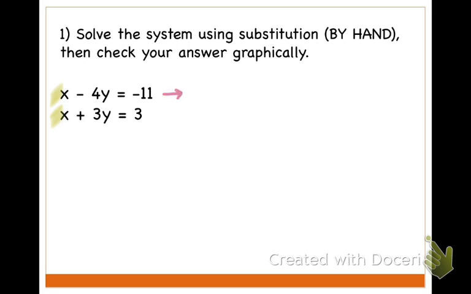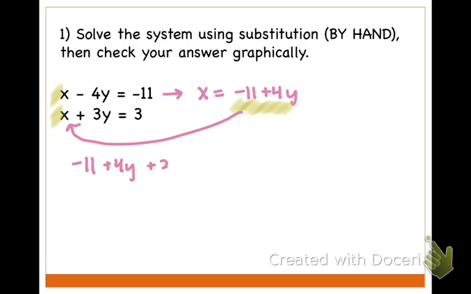So I'm going to take this first equation here and I'm going to solve for x. So I'm going to move that negative 4y to the other side by adding 4y. So I get x is equal to negative 11 plus 4y. And what I can do is take this right here and plug that in to the x in the second equation. So I can rewrite that second equation. Instead of x plus 3y, I can write negative 11 plus 4y plus 3y equals 3.